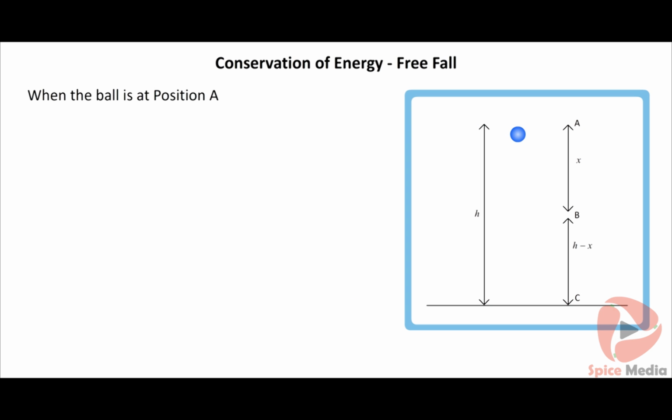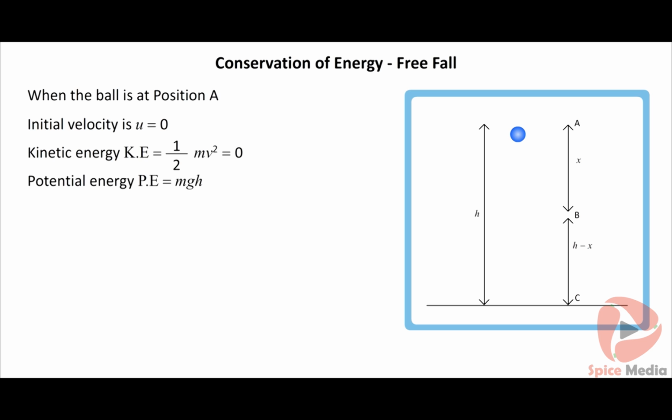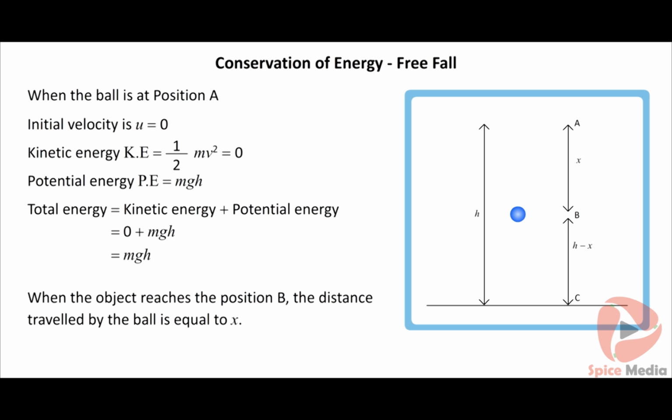When the ball is at position A, initial velocity is 0. Hence, kinetic energy KE is equal to half mv square, which is equal to 0. Potential energy PE is equal to mgh. Total energy is equal to kinetic energy plus potential energy, which is equal to 0 plus mgh, which is equal to mgh. When the object reaches a position B, the distance traveled by the ball is equal to x.